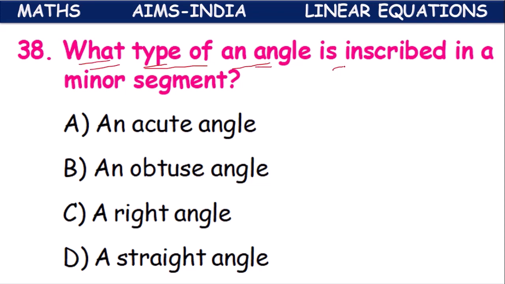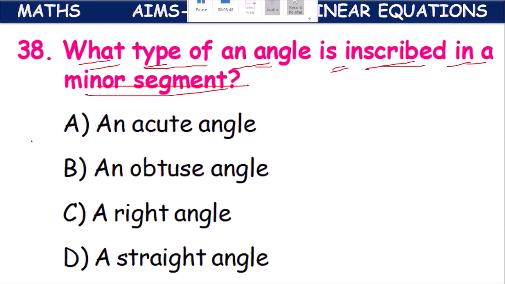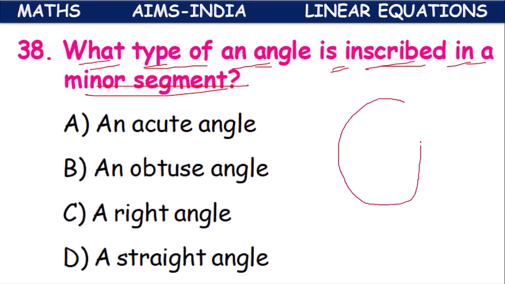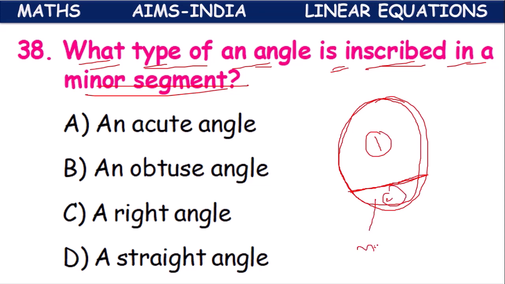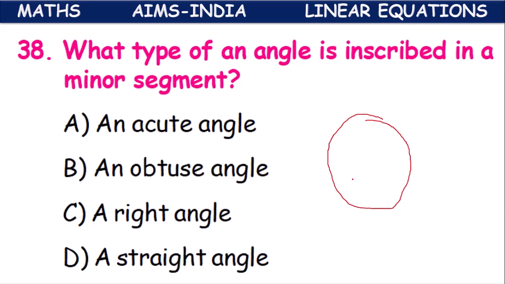What type of angle is inscribed in a minor segment? In a circle, if you draw a chord, it will divide the circle into a bigger part and a smaller part. The smaller part is called the minor segment. The larger part is called the major segment. Now if this is a minor segment, what is the angle formed in the minor segment? The angle formed in a minor segment is always greater than 90 degrees, which means an obtuse angle.